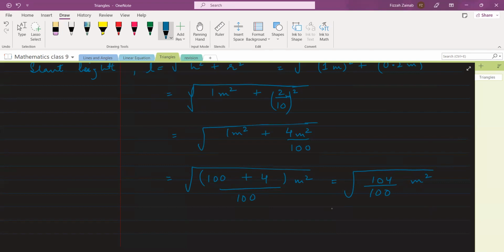Is that clear, Jaslyn? Now you can again put back the decimal. So it becomes square root of 1.04 meter square. So only meter will come out. This is your l. Is that clear? Now you have to take its square root.